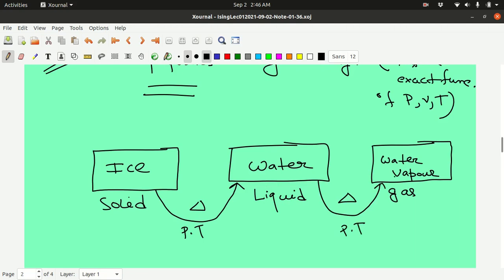Now what will happen if you cool it instead of heating? If you cool the water vapor, it will initially go to the water phase.